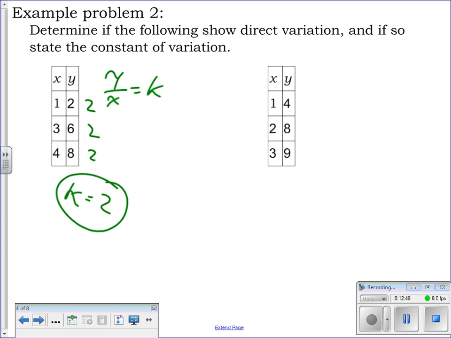Okay. On this one, same idea. Y divided by x, y divided by x. It's 4. It's 4. It's 3. It's not direct variation, because it has to be the same one every single time. No exceptions.